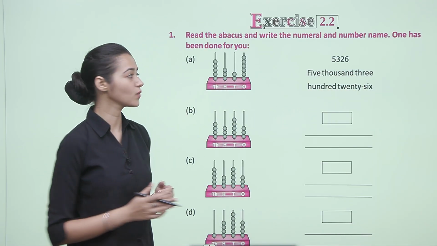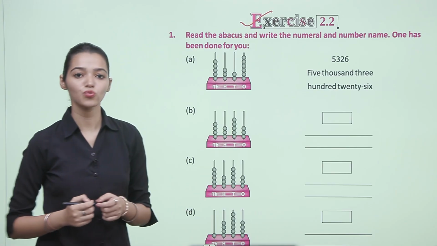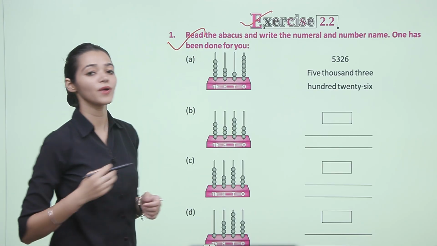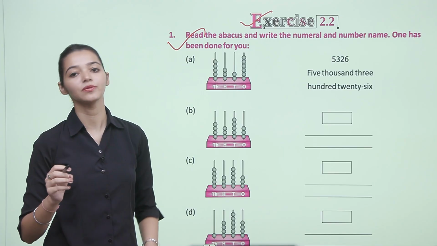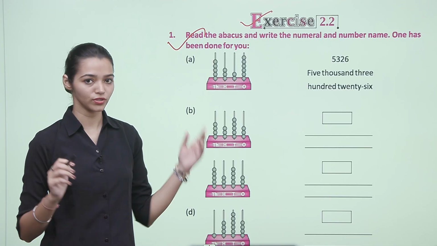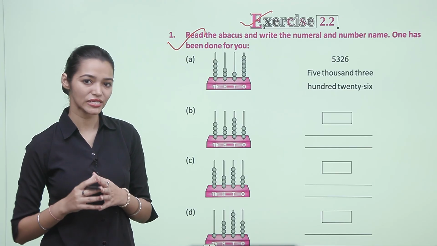Now in the next one, let's start with exercise 2.2. In the first part we have to read the abacus and write the numeral and number names. One has been done for you. In the first one it is 5326.